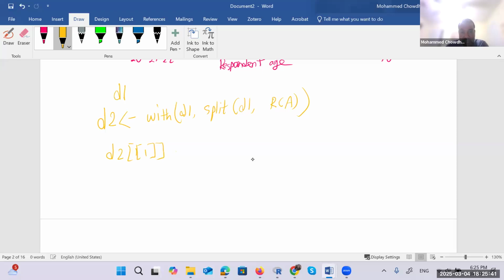D2 1 is the first data corresponding to age, suppose I don't know the minimum age, suppose 20, and then D2 2 is the data corresponding to age 21. Suppose it has 500 rows and 21 columns. This one could have 700 rows and 31 columns. It will continue like this.